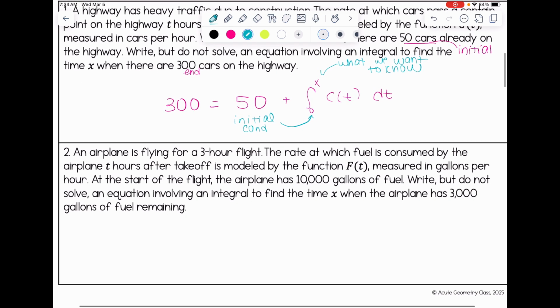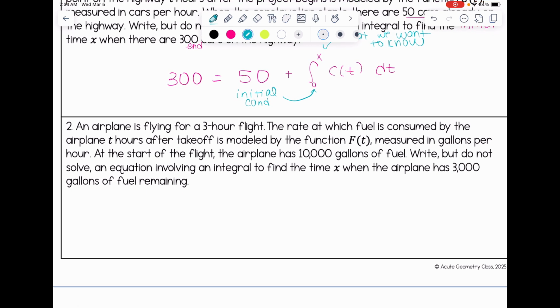All right, let's take a look at another one that's similar. An airplane is flying for a 3-hour flight. The rate at which fuel is consumed by the airplane t hours after takeoff is modeled by the function f of t, measured in gallons per hour. At the start of the flight, the airplane has 10,000 gallons of fuel. As I'm reading, I'm going to mark that as my initial value. We're going to write, but not solve, an equation that involves an integral to find the time x where the airplane has 3,000 gallons of fuel remaining.